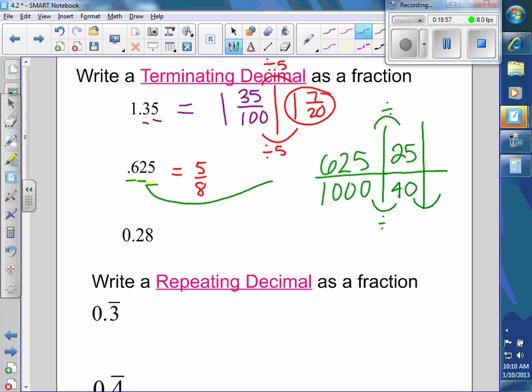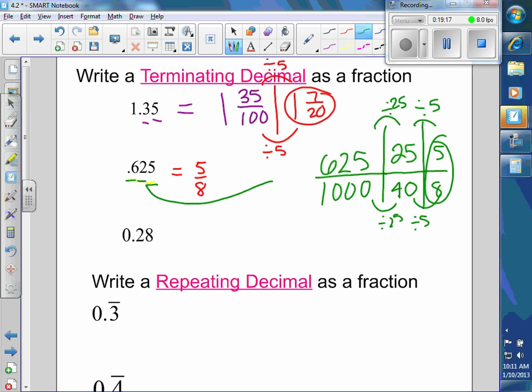Yes. Divide by 5. So first, I guess, what did I say? We divided by 25 first. Now we're going to divide by 5, and that's 5/8. So it's handy to have these memorized too, because that's a lot of work.